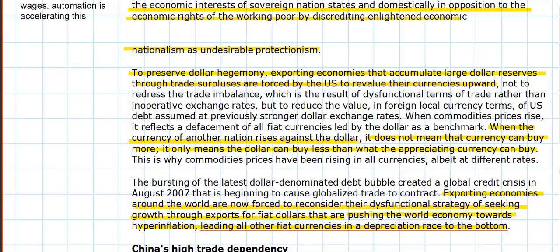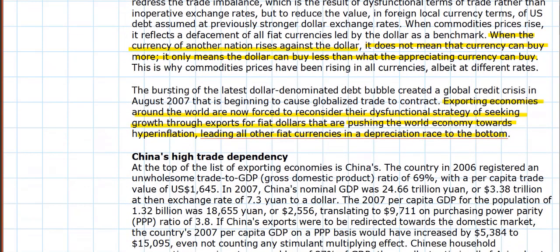So actually by holding dollars and then revaluing your currency upward, it makes the dollars weak. So the dollar denominated assets that you hold are actually worth less. And this is how they manipulate the trade up and down. And if you don't cotton to it, you become a Venezuela or Argentina or a few others. This is why commodity prices have been rising in all currencies, albeit at different rates.